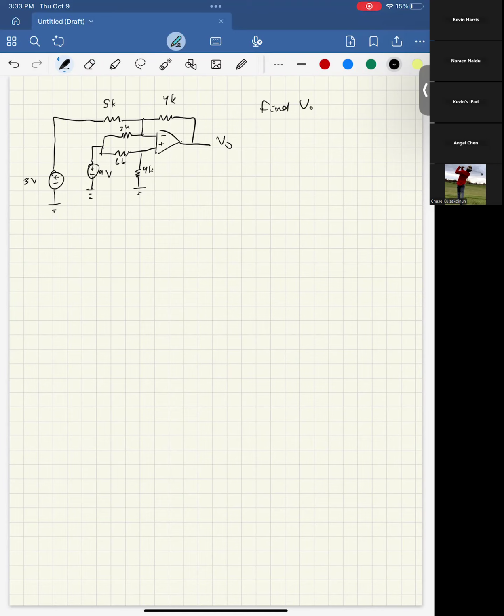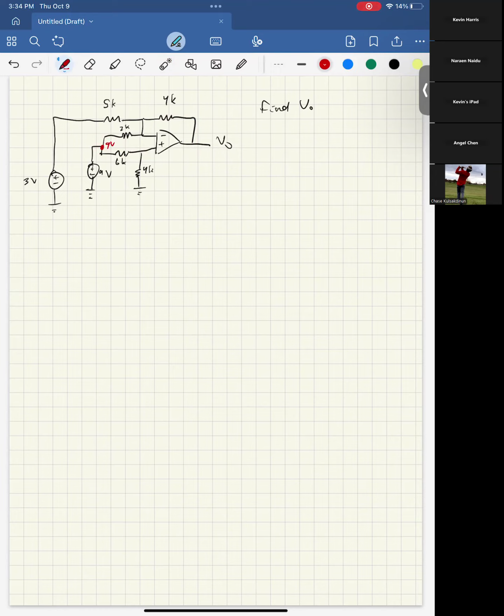So, as I've said many times, you first just find VP and then say VP equals Vn, then do a node equation at Vn, and then you can find V out. So that means we want to start by finding VP. But you might look at this and say, oh, but it's connected to the rest of the circuit. But the key thing here is that this point is defined as 9 volts by that voltage source, right?